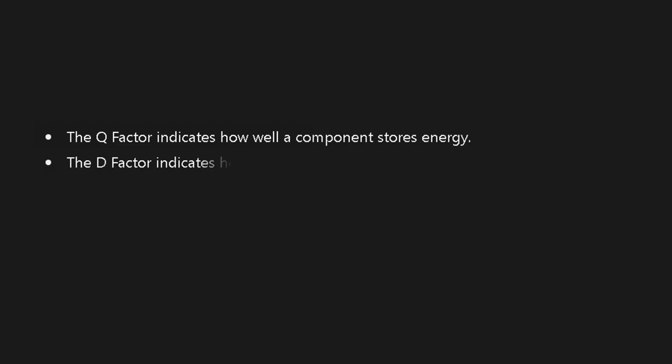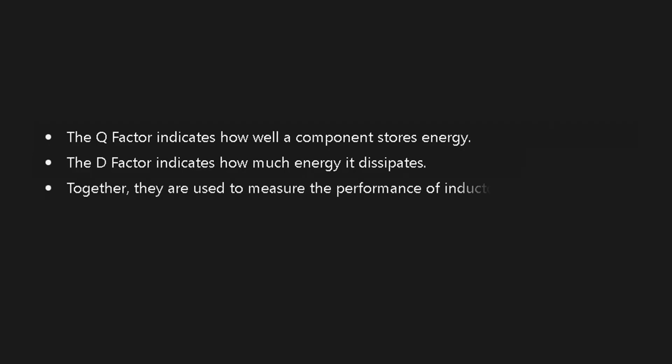To summarize, the Q factor indicates how well a component stores energy. The D factor indicates how much energy it dissipates. Together, they are used to measure the performance of inductors and capacitors in AC circuits, especially in resonant and tuned applications.